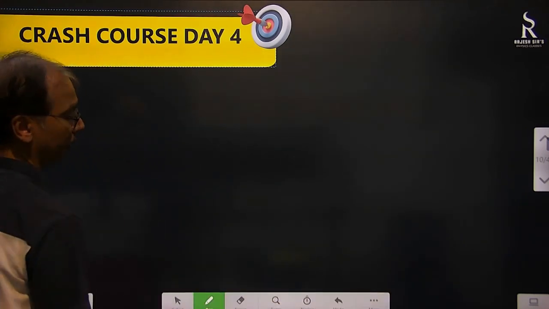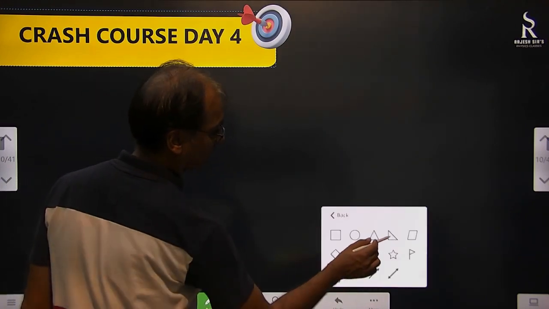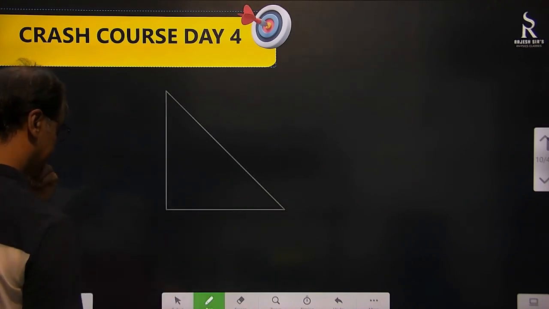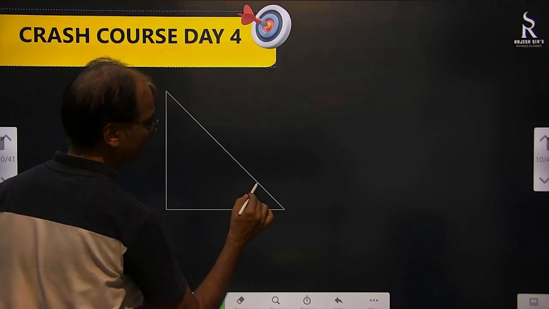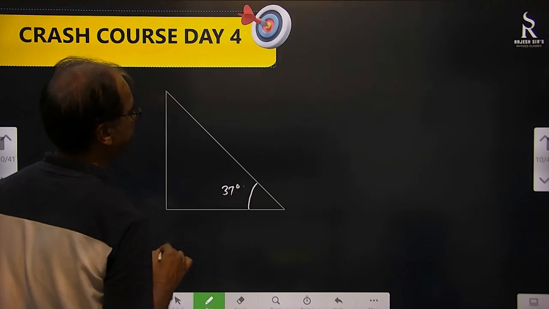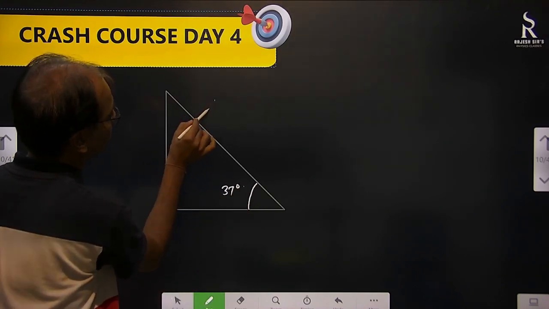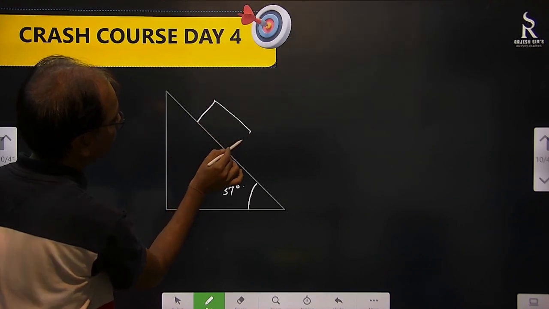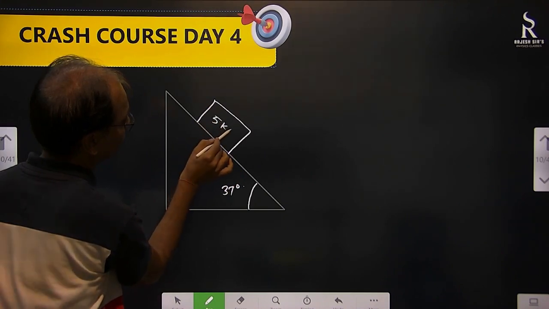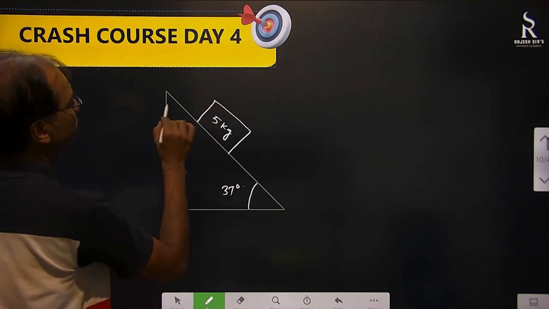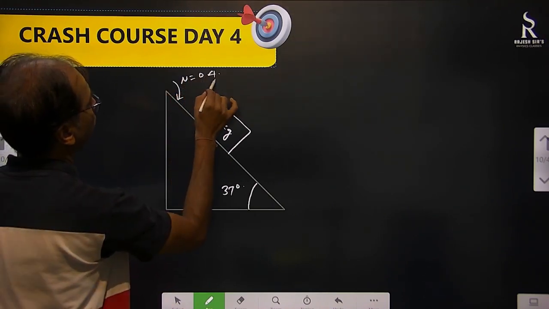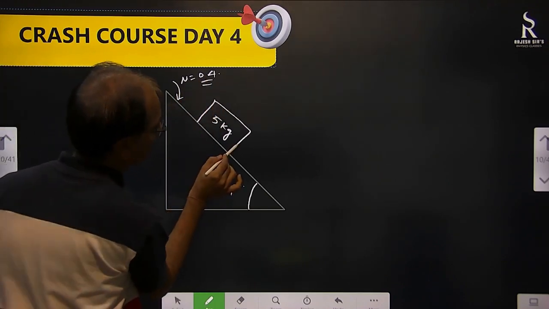This time we'll take incline plane. One question we'll do on incline. Like this it is, and this angle, okay, take 37 only, and there is one block here. Block's mass is 5 kg and coefficient of friction here 0.4. Okay, and this force is there.